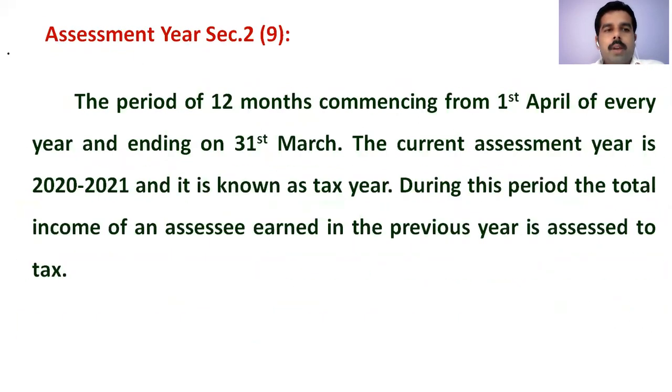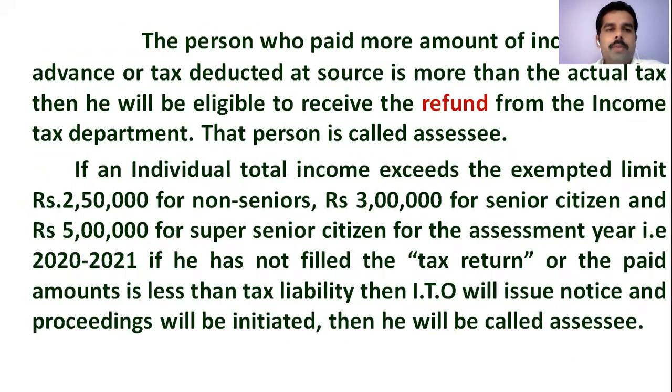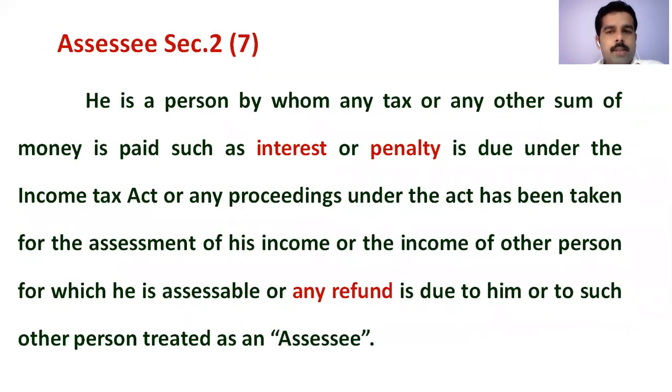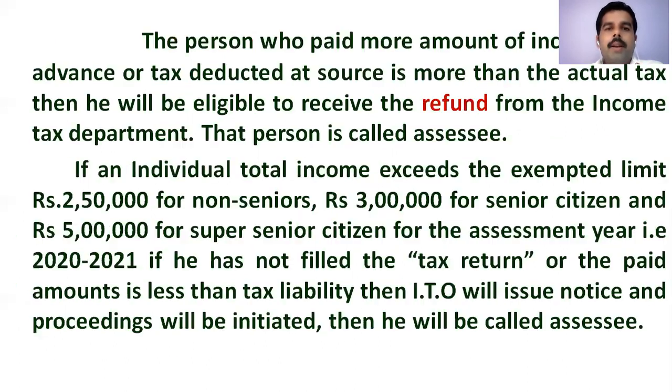So observe carefully once again. These are the topics we discussed today. Who is assessee? Interest or penalty may be due to the income tax department, and sometimes any refund is due from the income tax department to that person. That person is called assessee. Sometimes advance tax payment is done, and the difference amount, when the actual tax comes into force and the slab rates decided by the Finance Act come into force, will be refunded to that person, who is called assessee.